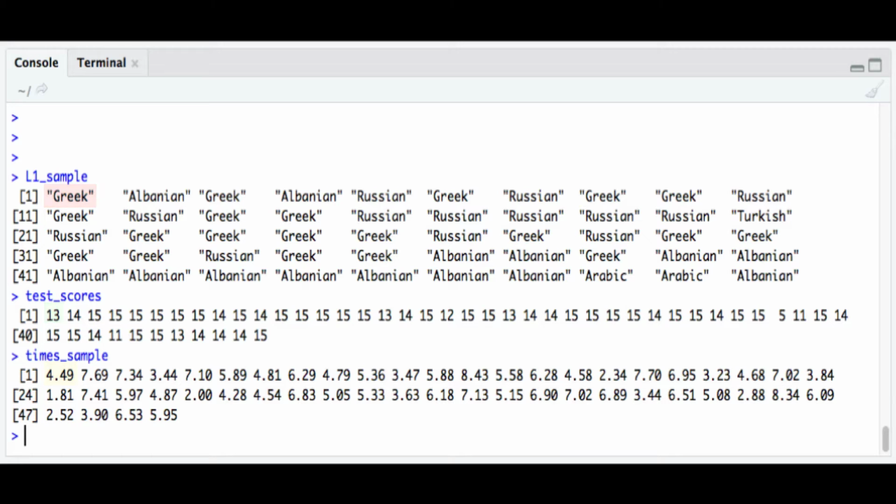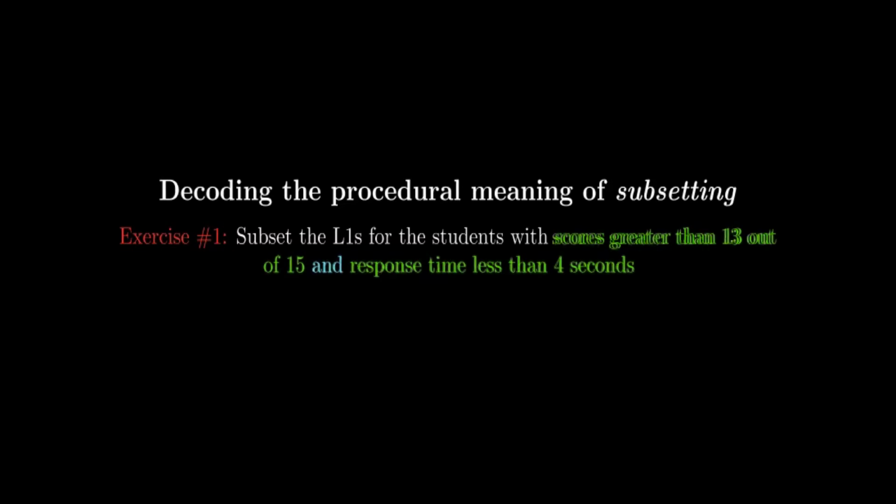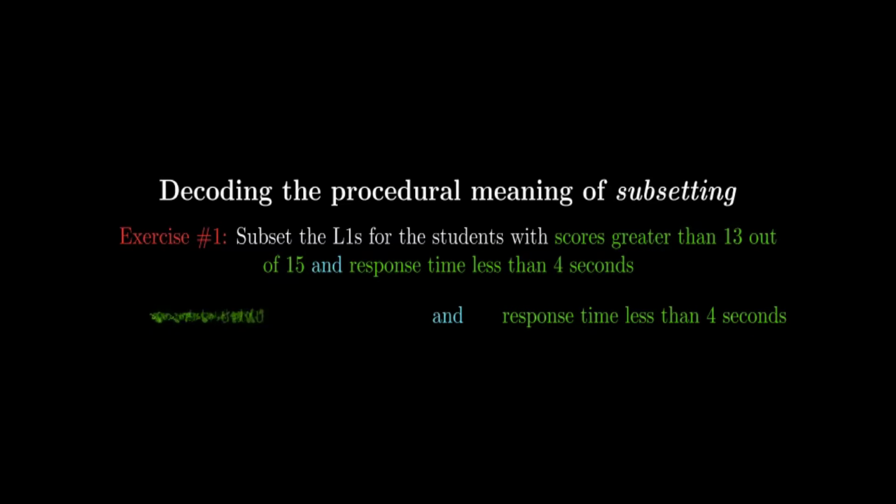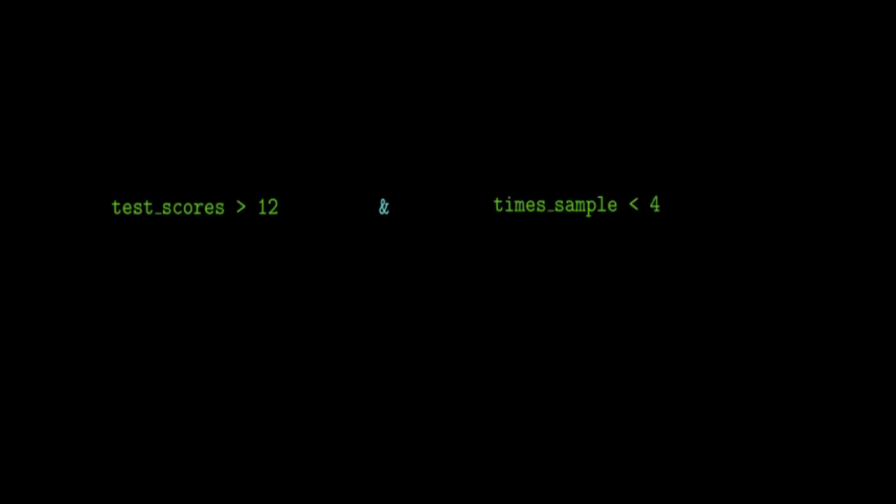And so on. Going back to the exercise, the last step for completing the exercise was to obtain the L1s of the speakers with that performance. Apparently, this last part rings a bell for using the subsetting operator on the L1_sample vector, but I suggest we take things one step at a time. There are two things that need to simultaneously be satisfied: students with scores more than 12 and response times less than 4 seconds. Translating these two conditions in R code means you simply add the pieces in place, as here.